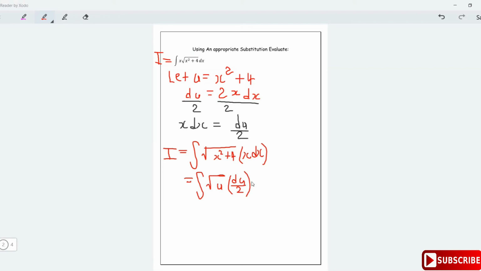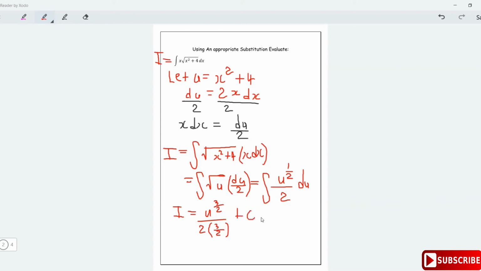Now people like to rewrite the square root of u as u to the half. So we have u to the half over 2 du. So now we're good. We're just doing normal integration now. So I is going to work out to be equal to, doing normal integration, we add 1 to the power, so we get u to the 3 over 2, divided by 2 times 3 over 2, plus some constant c.